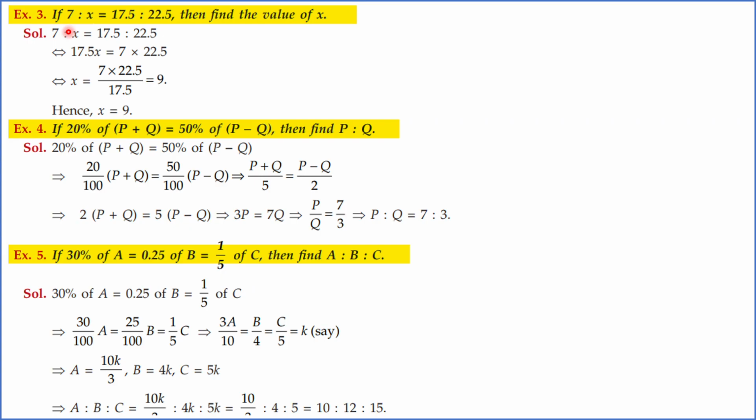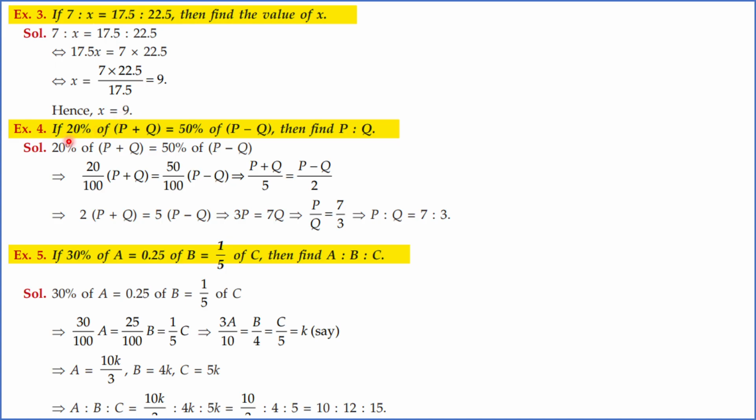If 7 is to x equal to 17.5 is to 22.5, then find the value of x. Given 7 is to x is equal to 17.5 is to 22.5. That implies 17.5x equal to 7 into 22.5. That implies x equal to 7 into 22.5 by 17.5. That equals 9. Hence x equals 9.